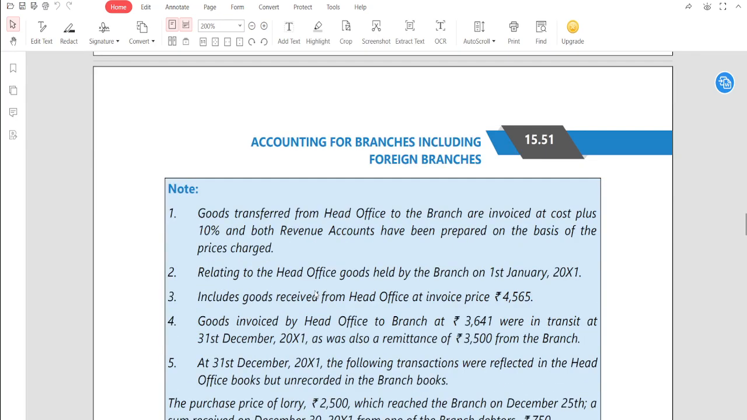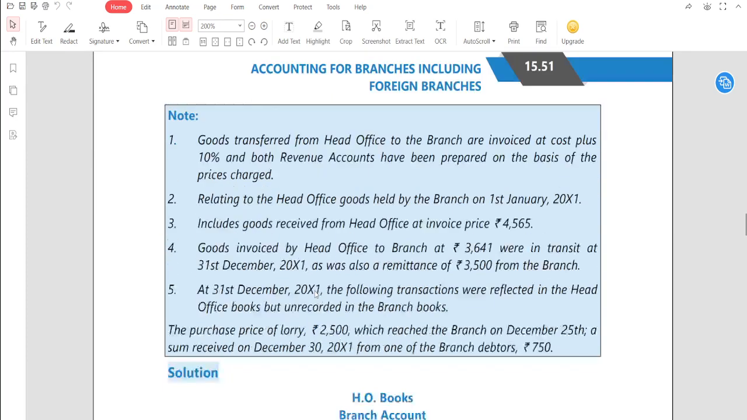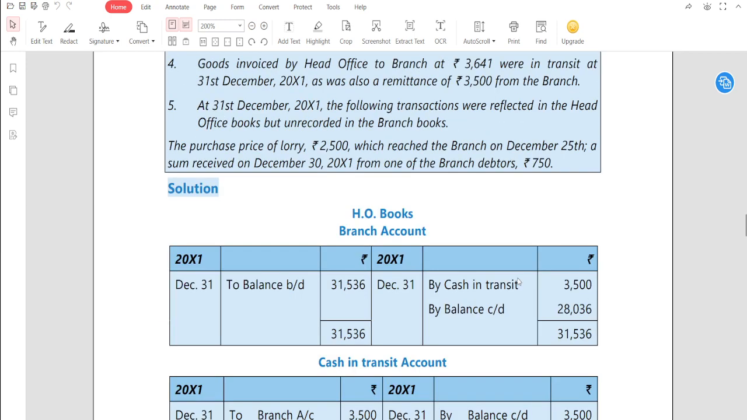Here if you see, there is cash in transit with respect to that 3,500 rupees which has been sent by the branch to HO, but HO is yet to receive. So what will the transaction be? Cash in transit to HO. So now let's go through the accounts. Okay, first of all, the HO books.